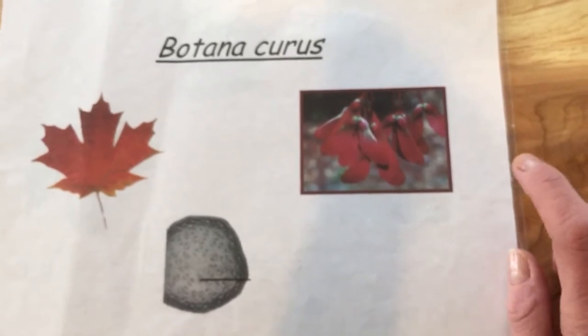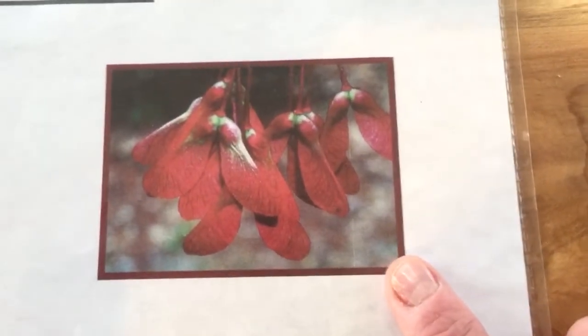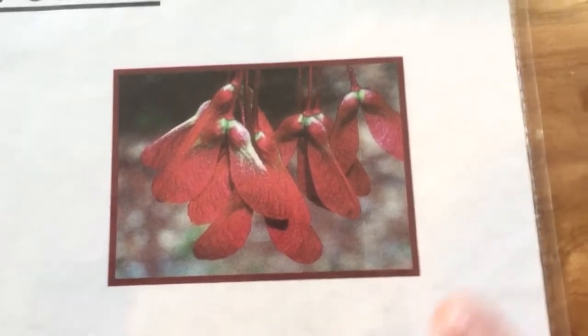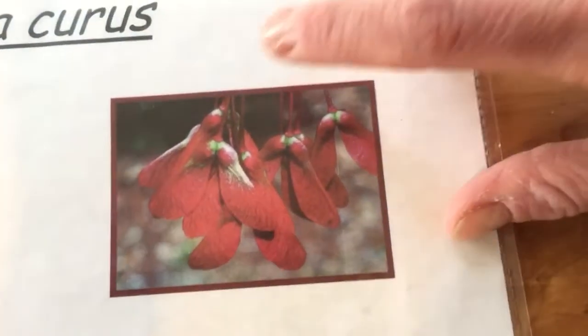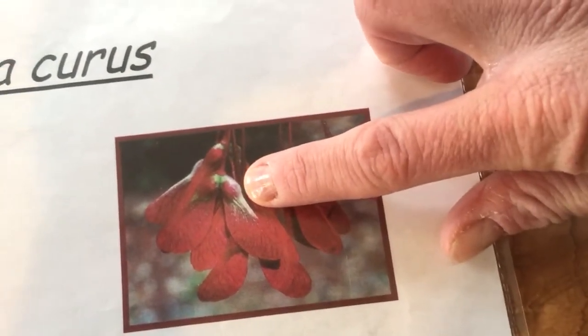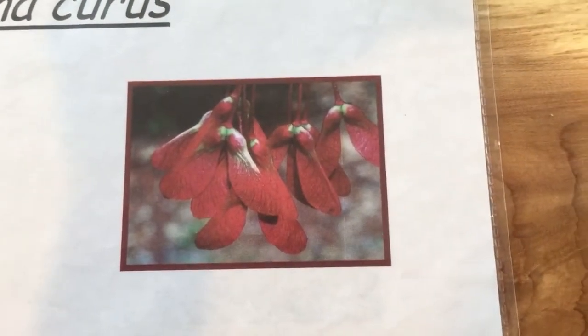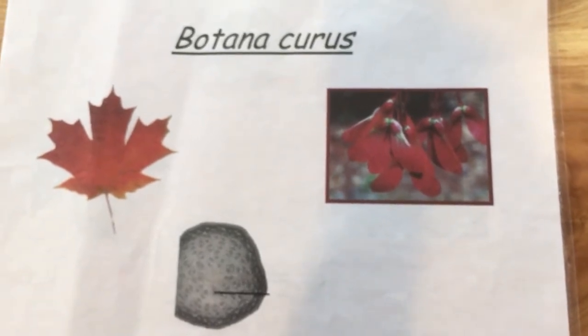For the last one, you have your seed. For the seed, you want to describe the characteristics. So if you notice here, the pods come in 2, 1, 2. They're red in color, and they also have some green at the tip. So right now, go ahead and write down the characteristics of the seed for, again, Botanicurus. You are going to do the same thing for species X, Y, and Z.